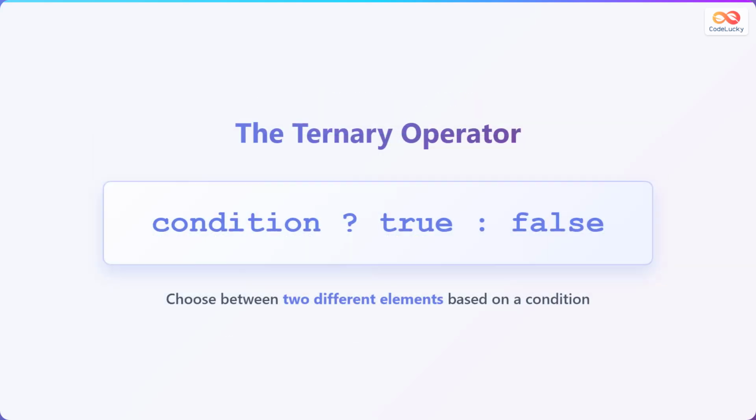Another common way to implement conditional rendering is by using the ternary operator. It is represented by a question mark and a colon. This operator allows you to choose between two different elements based on a condition. It's a concise way to express an if-else statement within your JSX code.